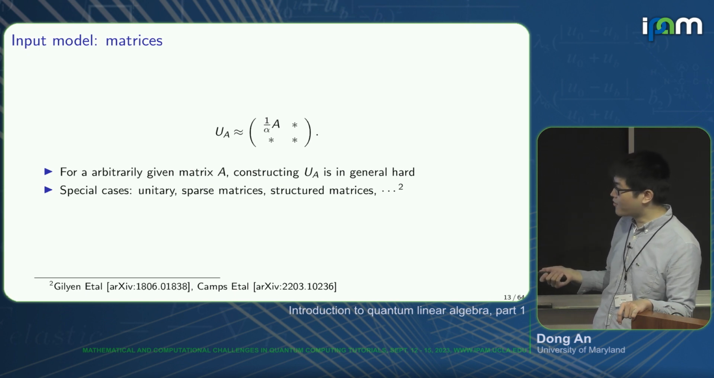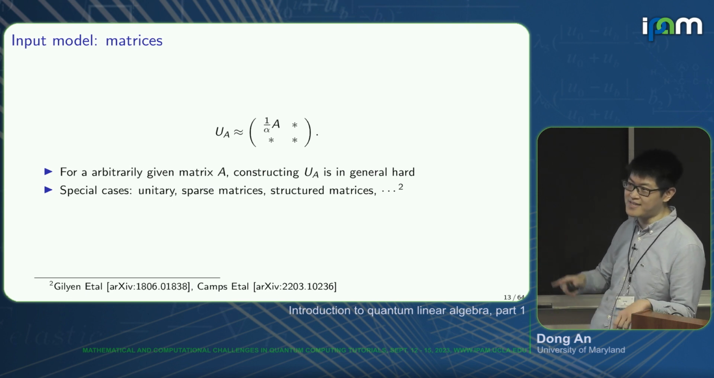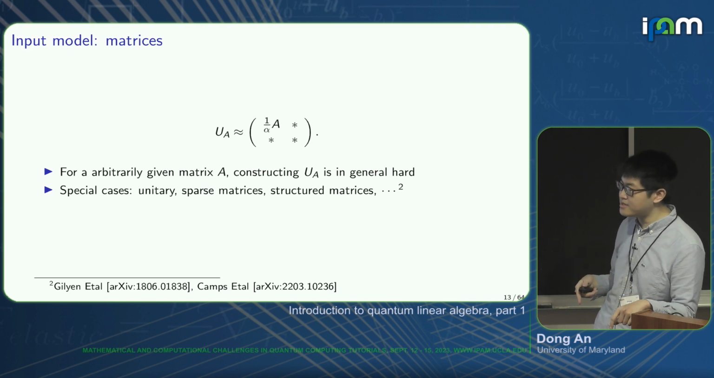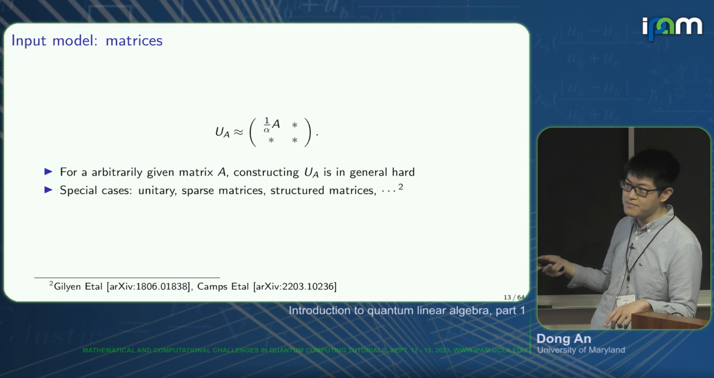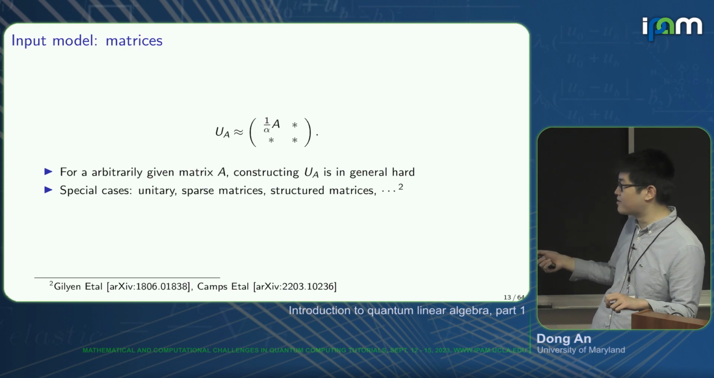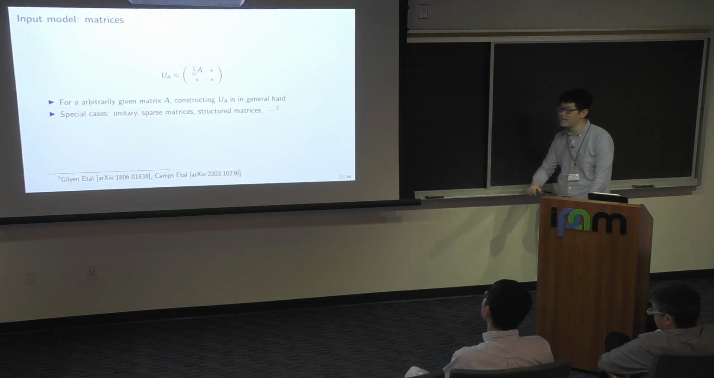For example, for a unitary matrix it is trivial, because the unitary matrix itself is the block encoding. And for sparse matrices, if you have some sparse input oracle, then there is an efficient way of constructing this block encoding. And for some nicely structured matrices, you can also do that. Here I just mentioned several references if you want to learn more details.